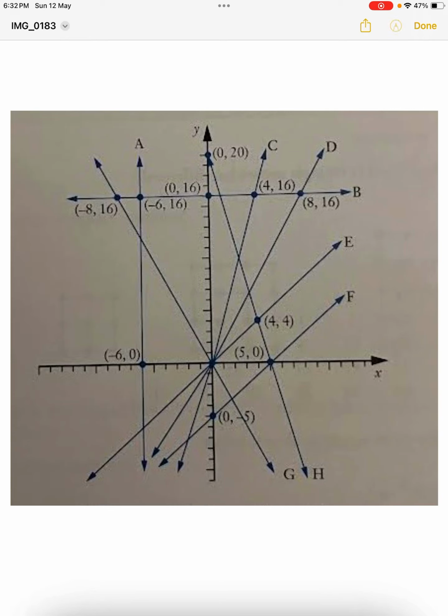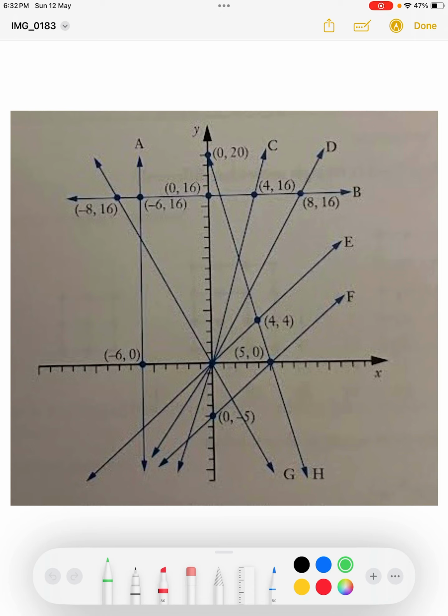We're going to look at three of these equations, and we need to find the rule of the equation of three of these. In the previous session we've done A, B, and C. So this session I'm going to look at line D, line E, and line F. Let's have a look at line D firstly.